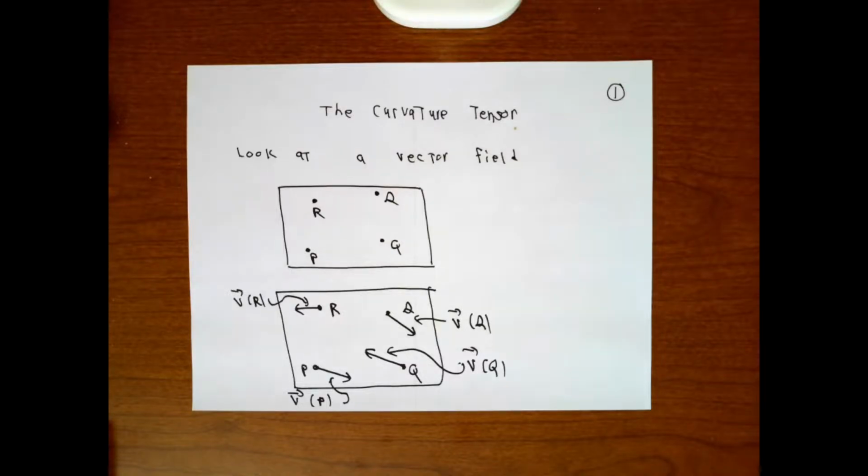9th. We want to begin thinking about the curvature tensor. To start with, we will have a vector field. A vector field is simply a procedure that acts like this. Give me a point of the space that I'm in, and for each point, there's a vector associated with it.